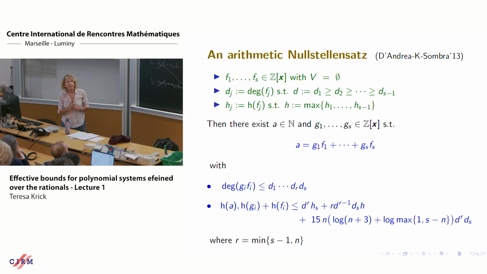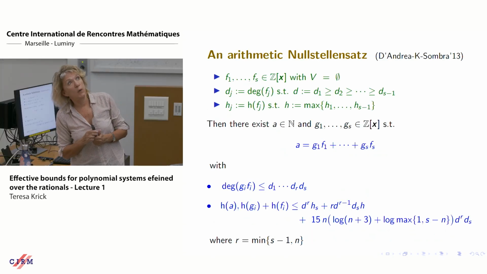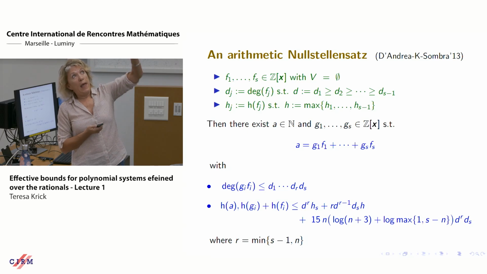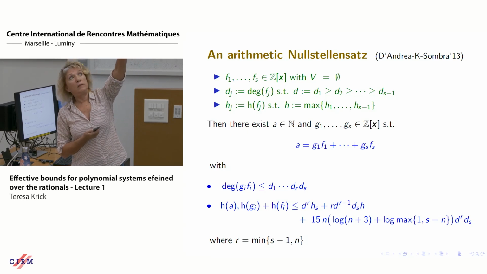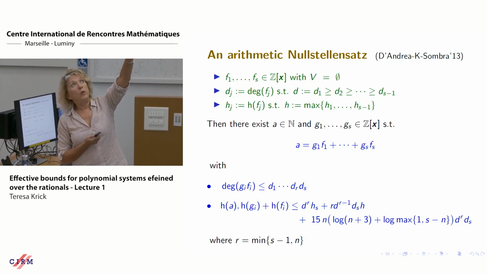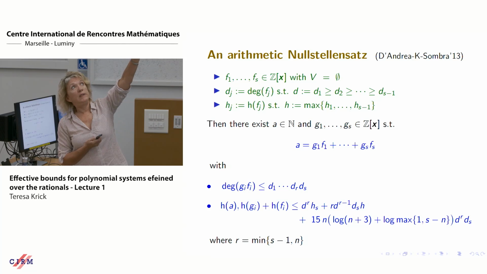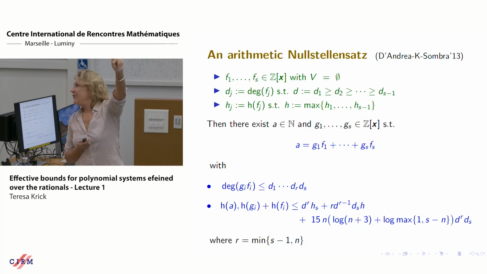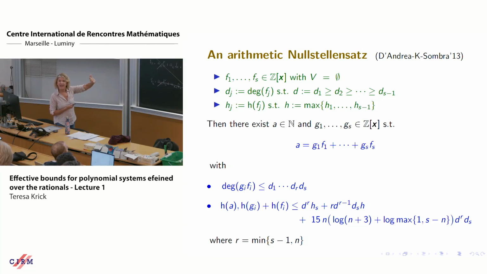Arithmetic Nullstellensatz. So this is the situation I was describing. Everything is in Z of X, the variety is empty. You have the degrees of the D_j's, of the F_j's, the heights of the F_j, and again, I am allowed to leave one polynomial aside. So all but one polynomial will be considered in block, but one, I can distinguish it, because it can be helpful for applications.